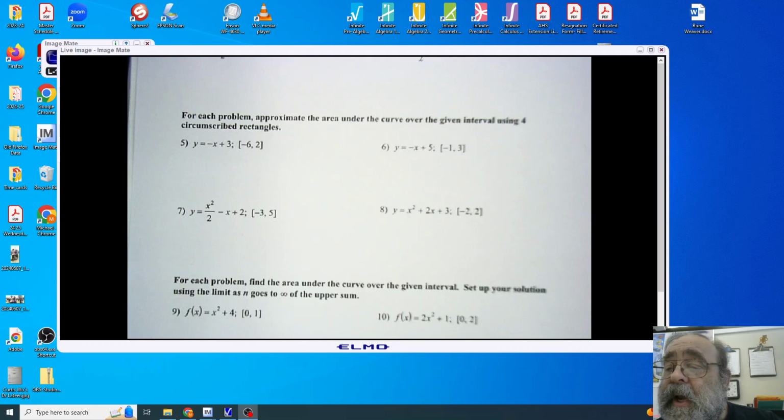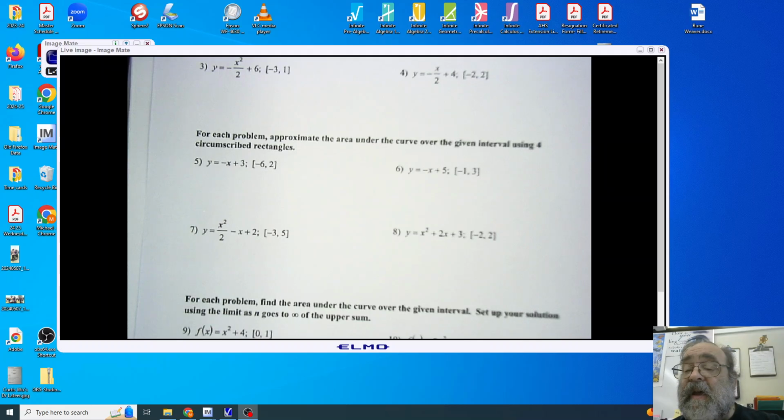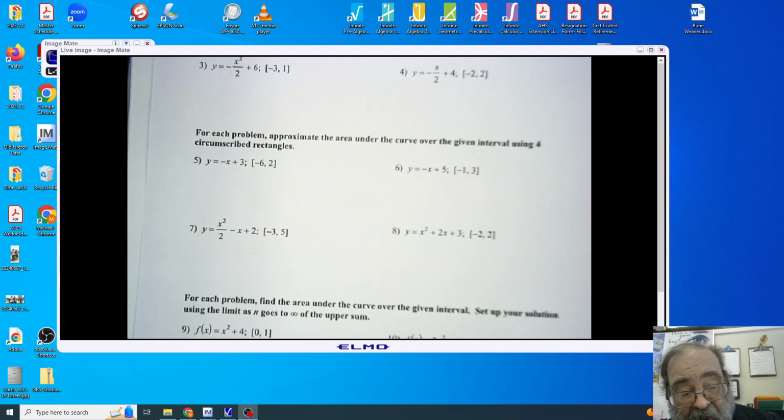Today we're going to be taking a look at approximations of areas under curves. We're going to be looking at the upper sums this time, of circumscribed rectangles. So, upper sums of circumscribed rectangles. We're going to be doing numbers 5 and 7 in this video. So if you take a moment, please do your screenshot.